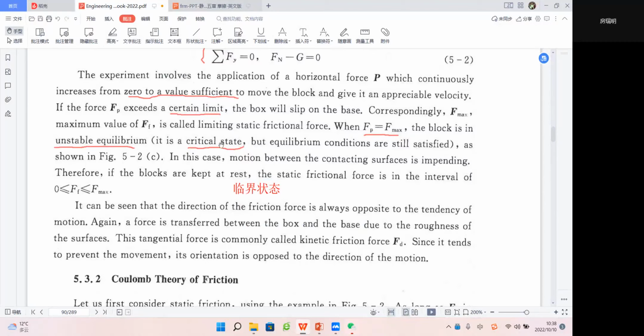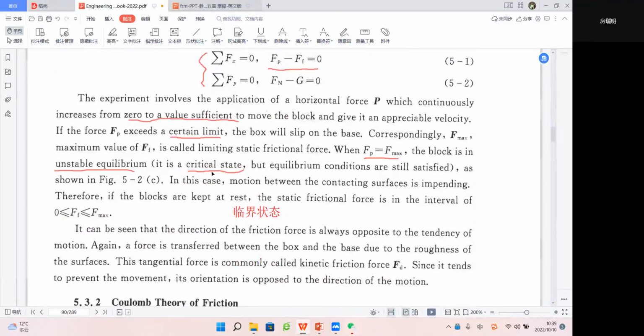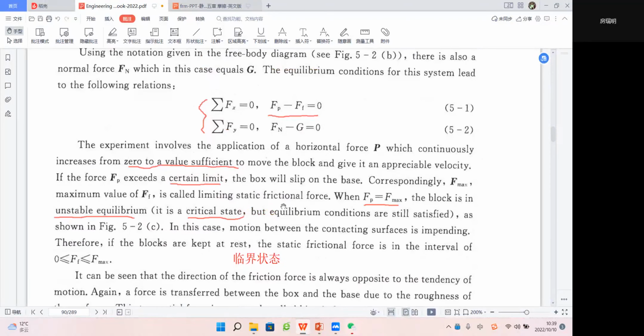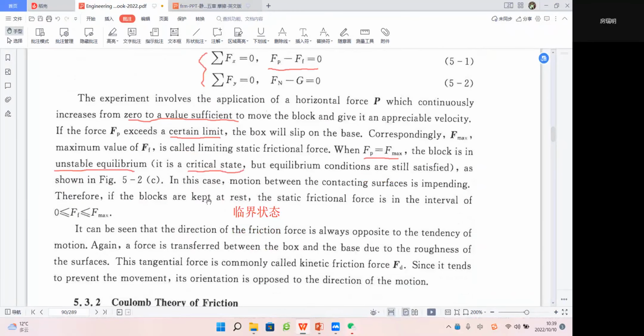Because before this critical point, it's always in the state of equilibrium, because we always have Fp equal Ff. The bigger Fp, the bigger this Ff will be. But its maximum value is limited. It cannot increase all the time. So at some critical state, if you still increase your Fp, Ff cannot increase anymore, right? Then it is a critical state.